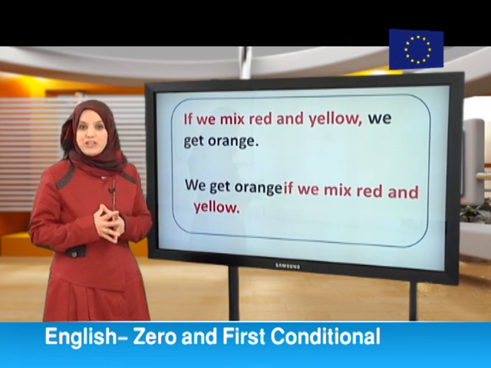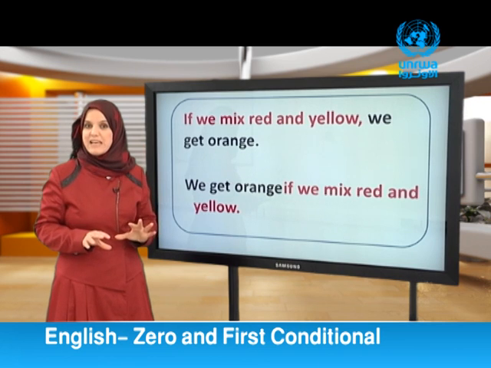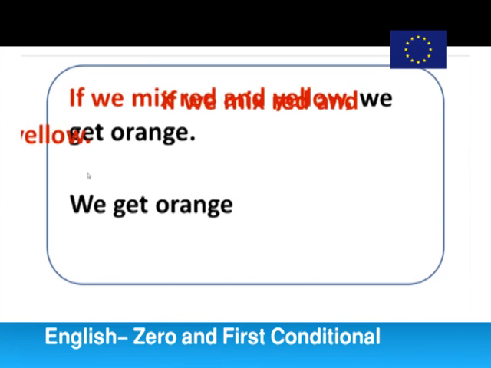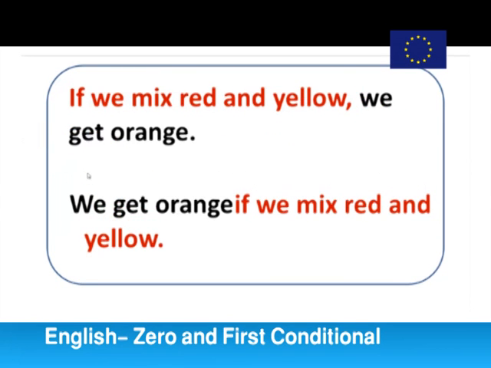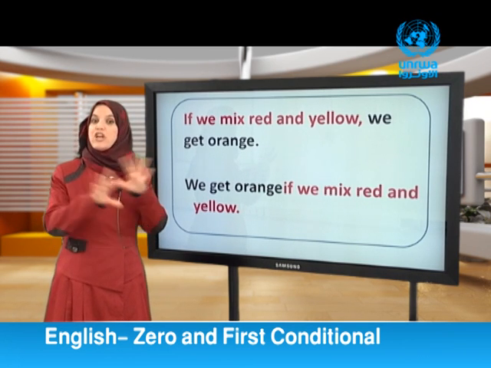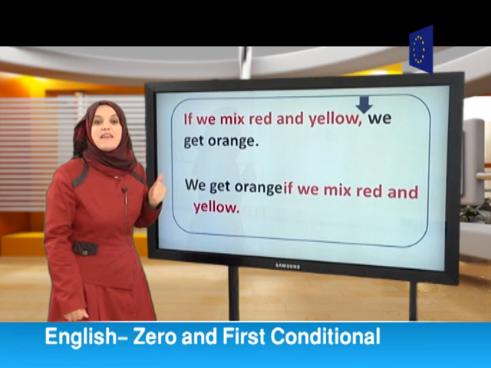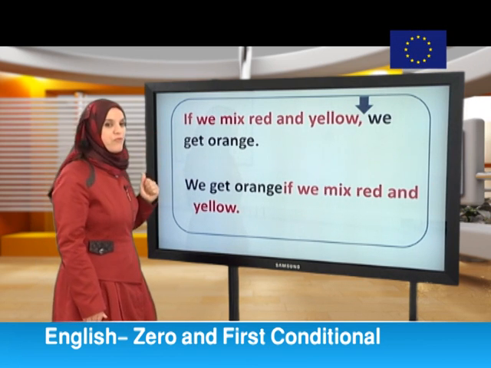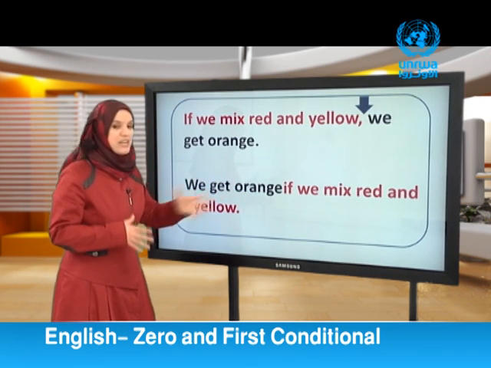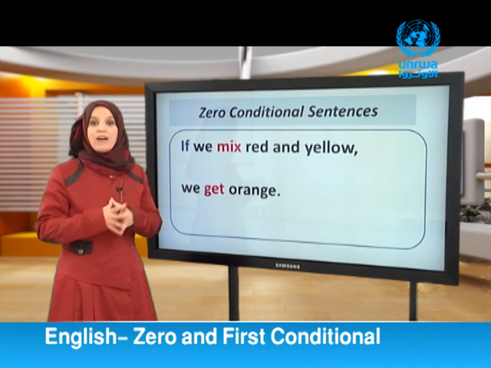Now, look dear students, the two parts of the conditional sentences can change places and the meaning stays the same. Look, we say, we get orange if we mix red and yellow. The two parts of the conditional sentence can change places and the meaning does not change. Now, notice the use of the comma. When we begin with if, we need the comma. When we use if in the middle of the sentence, we don't need a comma between the condition and the result.